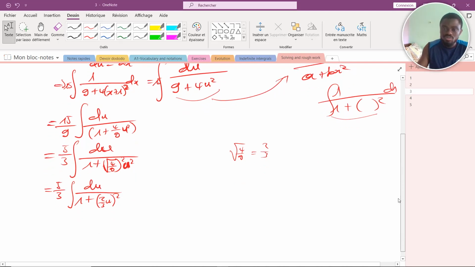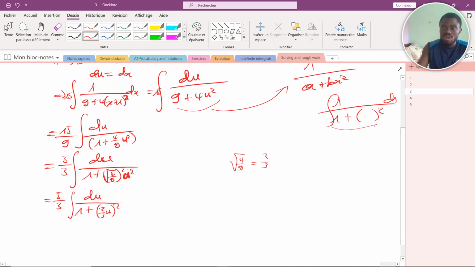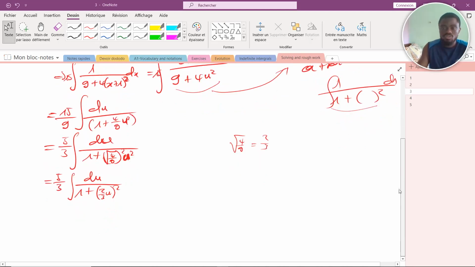The next substitution, what's the substitution we are supposed to use? The substitution is tan. So the next substitution we shall do is let tan theta be equal to 2 on 3u. What will be du?